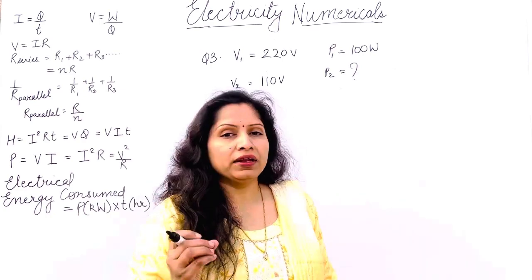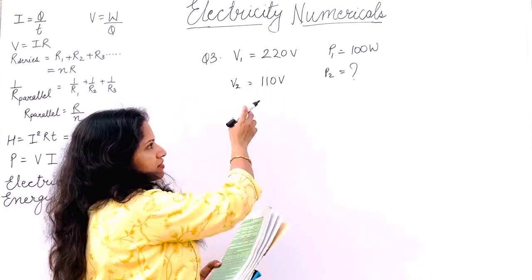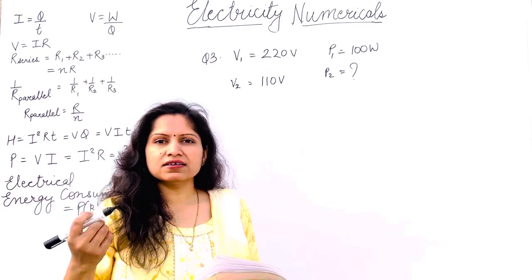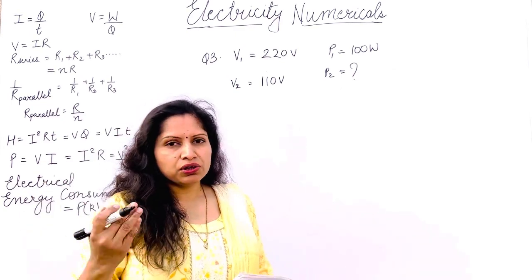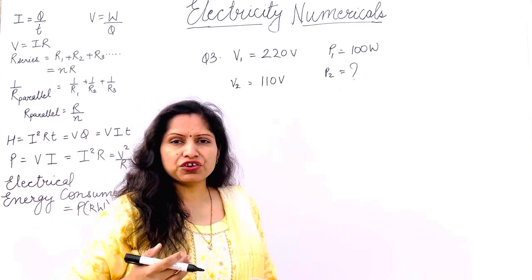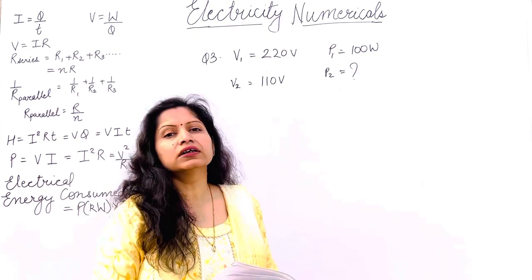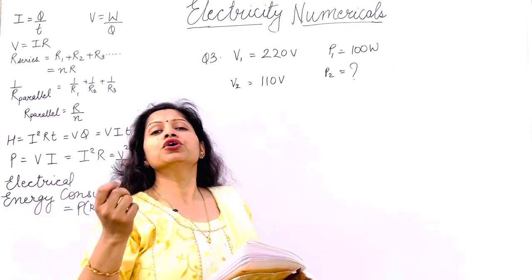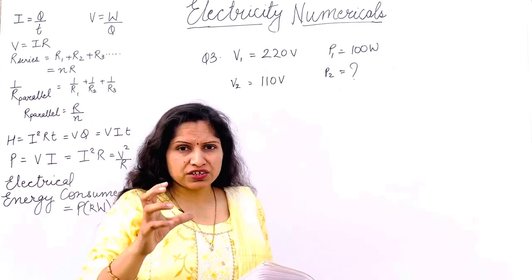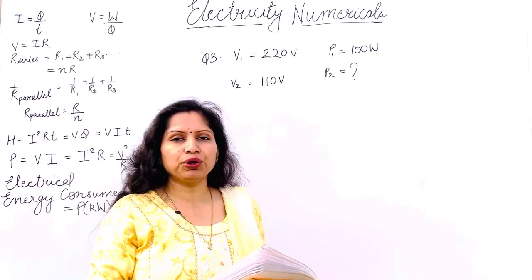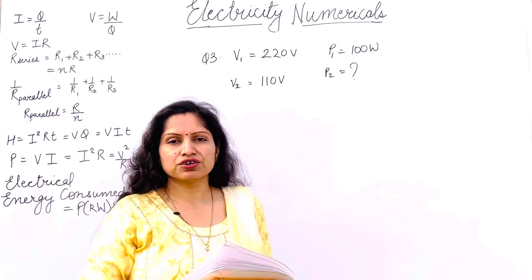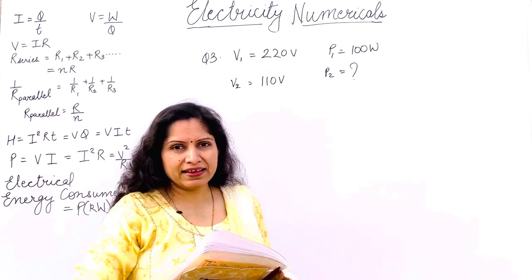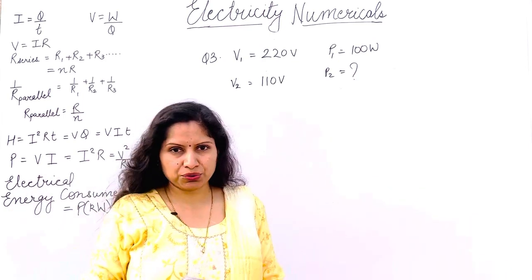Because when you reduce the potential difference, the current doesn't remain the same. You all know that according to Ohm's law, potential difference is directly proportional to the current. The current flowing through the conductor is directly proportional to the applied potential difference. So if you are changing the potential difference, then the current flowing through the circuit would also change. So we can't use I as a constant and use it for the second part of the question.